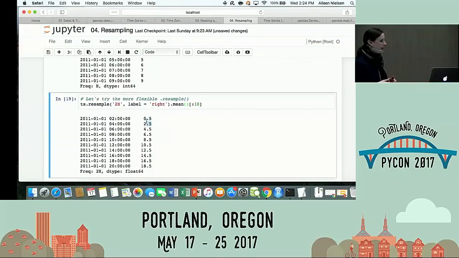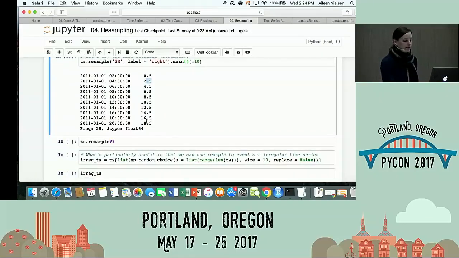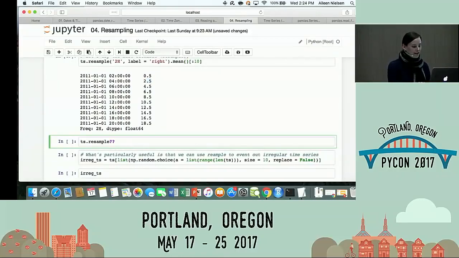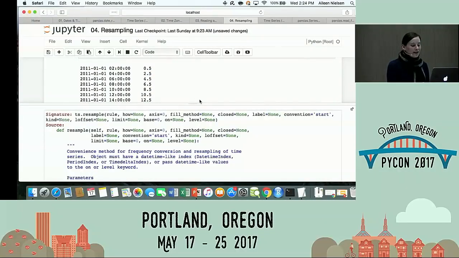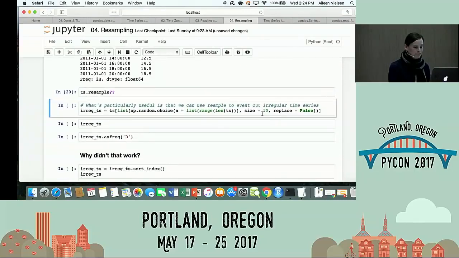Now I'm taking a mean. I have a way of describing the whole interval as I am downsampling to a lower frequency. If I want to get an idea of some of my options here, you can see that resample gives me a lot more options than asFreq, right? I can have a limit, I can have a label. I still can have a fill method if I want. I can pick an axis. It's just a much more flexible function.